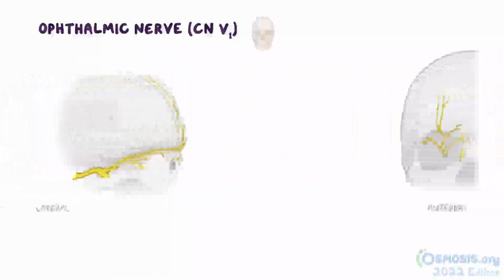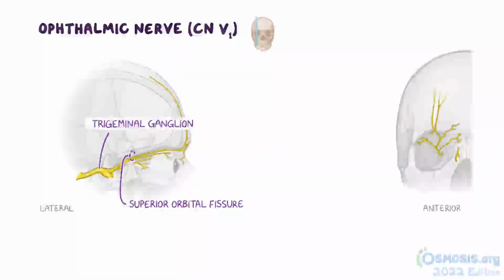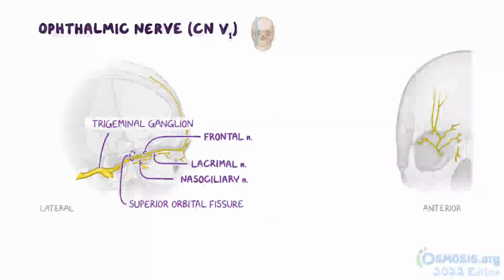The ophthalmic nerve arises from the trigeminal ganglion, leaves the skull through the superior orbital fissure, and enters the orbit, where it gives rise to 3 branches: the frontal nerve, the nasociliary nerve, and the lacrimal nerve. So let's look at them one by one.